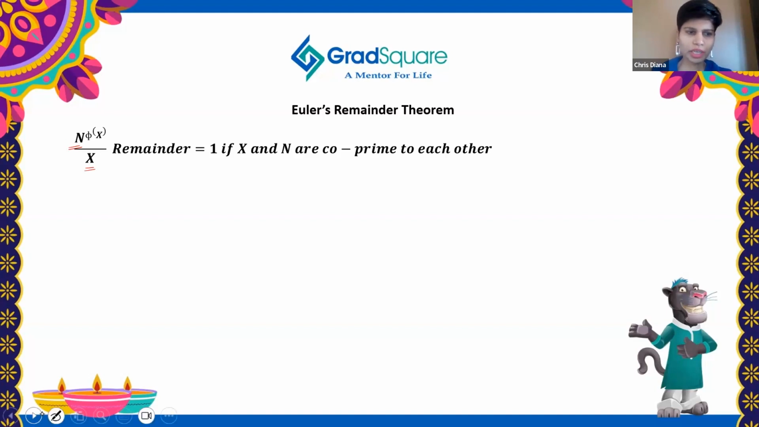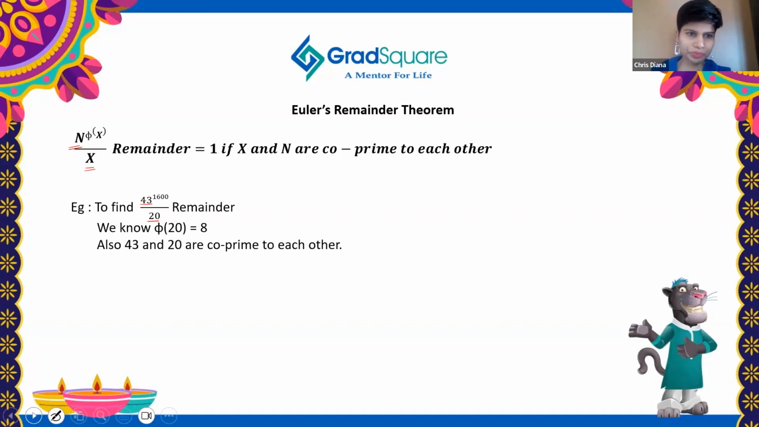Now let's take a small example here. To find the remainder of 43 to the power 1600 divided by 20. The first condition I should check: are 20 and 43 coprime to each other? Yes, they are coprime to each other. The HCF is going to be 1. So now I can go on to apply my Euler's remainder theorem. For that I need phi of x, phi of 20. And in the previous slide we have seen that phi of 20 was 8.